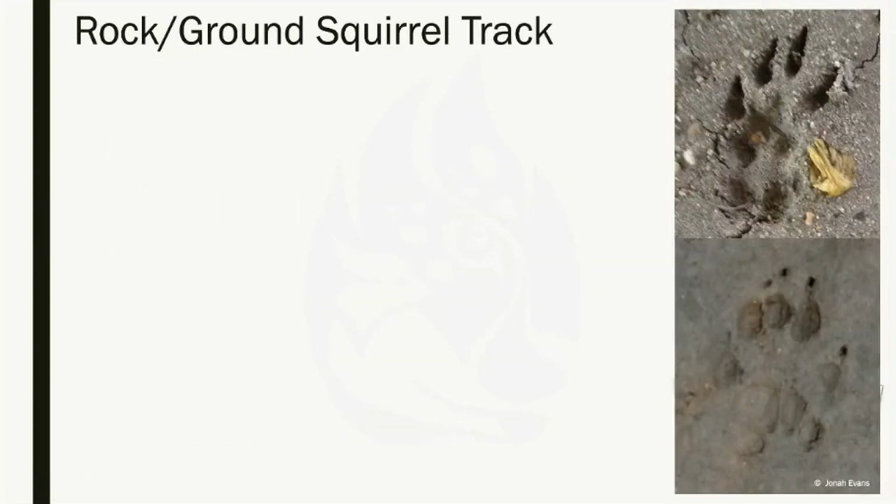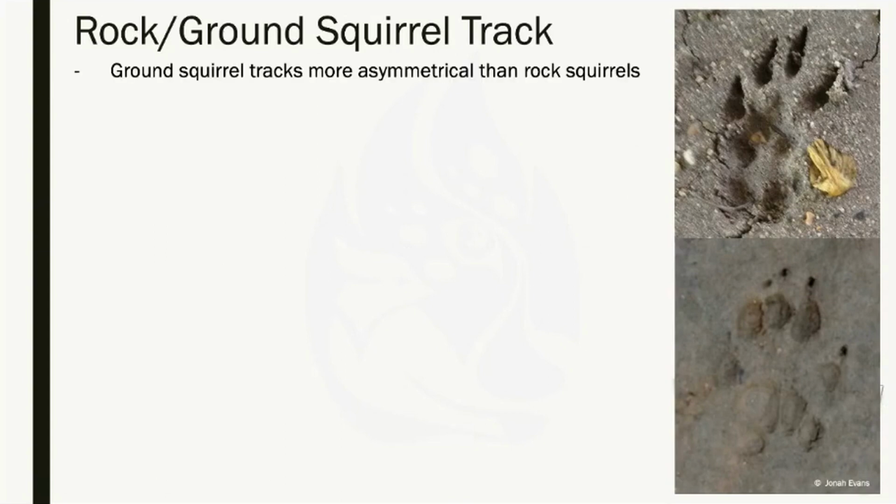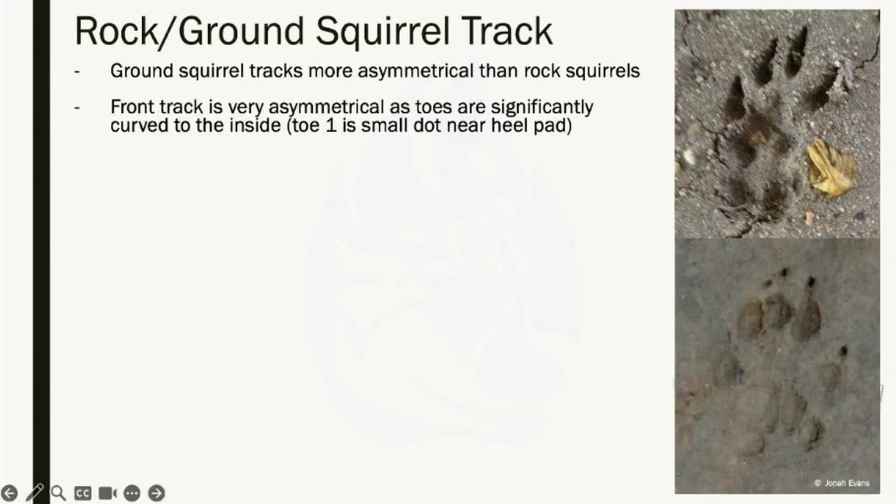This is another track. I really love finding these guys, a rock or ground squirrel. Again, they're a rodent species, so four toes on the front, five on the back, but they're much more asymmetrical than fox squirrels or gray squirrels. When you draw a line through it, you're going to see more curvature and just overall more asymmetry on these guys. And these toes really curve and hook, in this case obviously towards the midline, as with the other species.